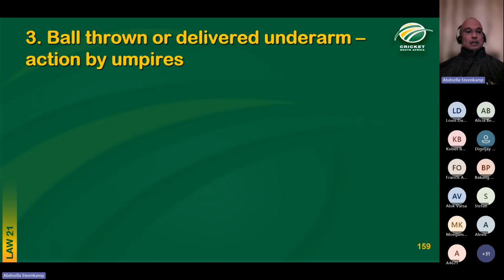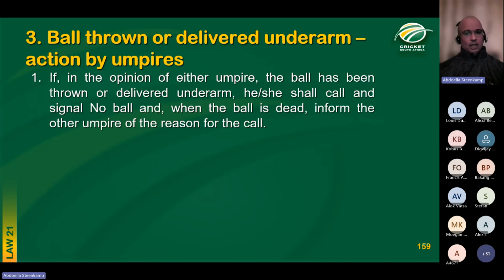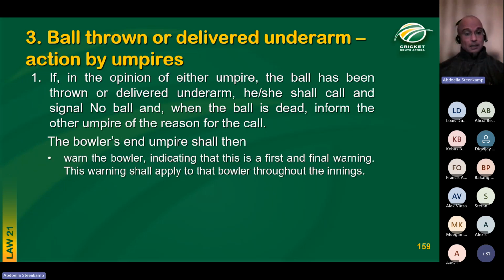So what happens if a ball gets thrown or delivered underarm? What do the umpires do? The law tells us that if a ball gets thrown, the umpire needs to immediately call and signal no ball. Then, because the ball was thrown, the umpire needs to warn the bowler and indicate to the bowler, "This is your first and final warning for throwing."